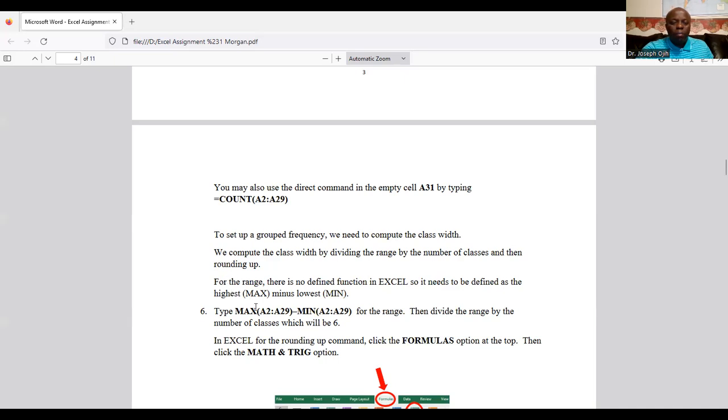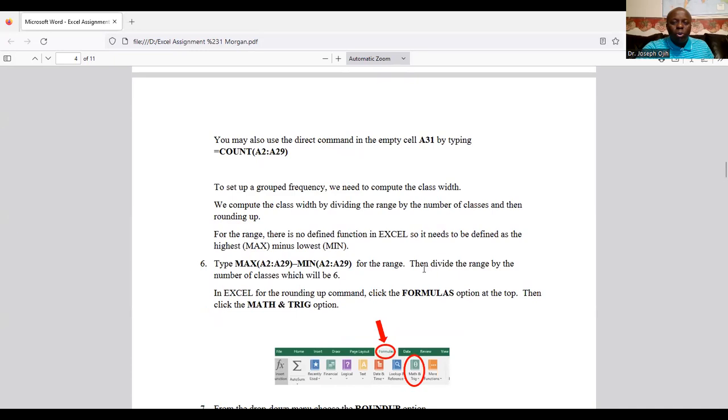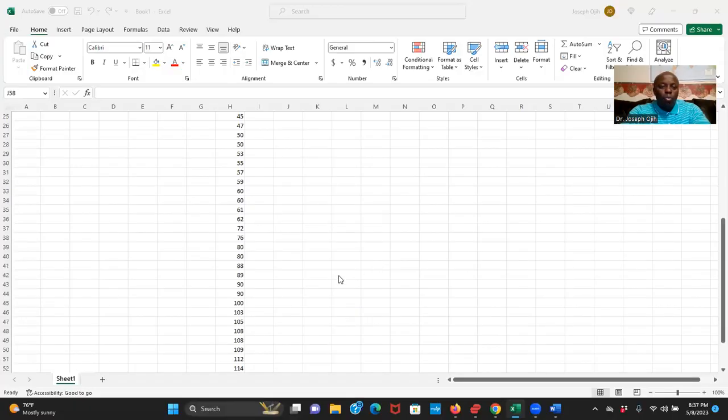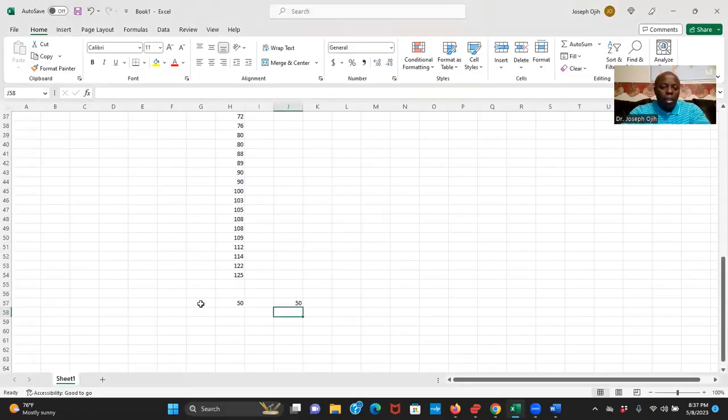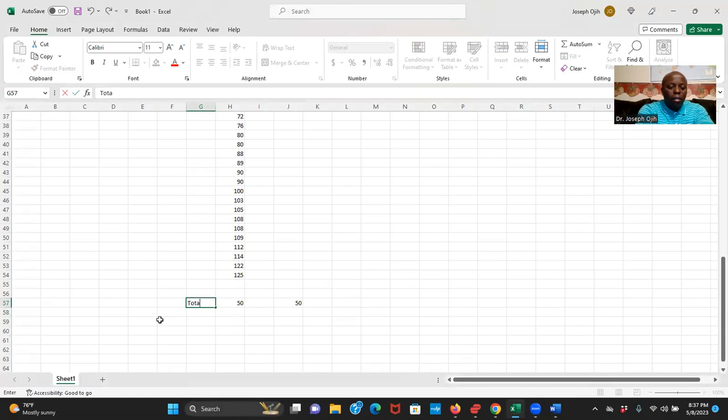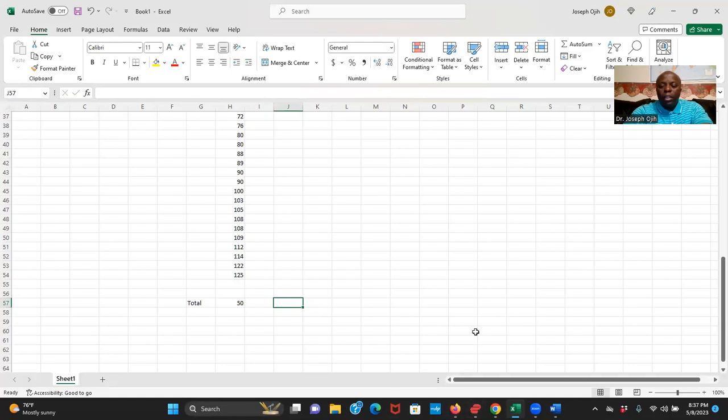So it told you here to use 6 classes, then divide by 6 classes. Basically, it's telling you how to find the class width. From then on, I won't be looking at D anymore because I think I know what it wants. So from here, we have our count, which is the total, and it is 50.